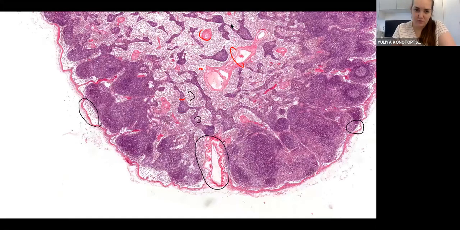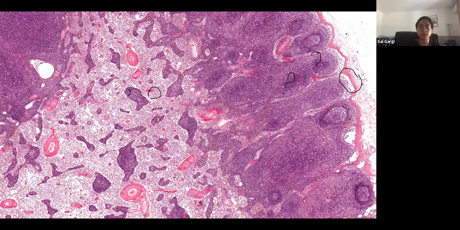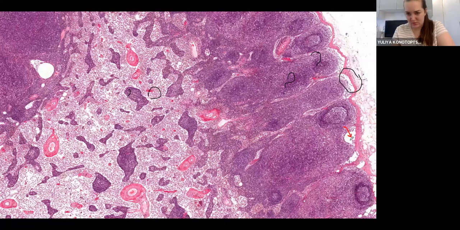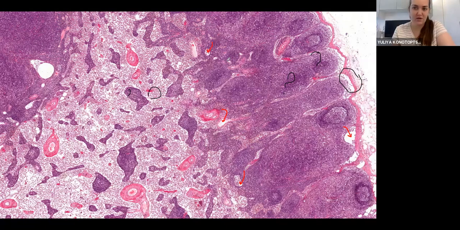Okay, a question for you. What is this? Subcapsular sinus, right? This is going to be the subcapsular sinus. What about this one? Paracortical sinus. Those are paracortical because of the location.